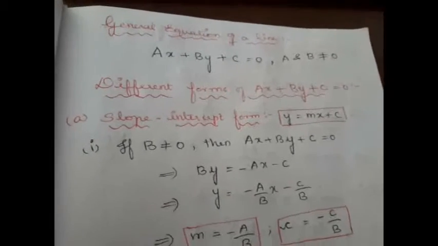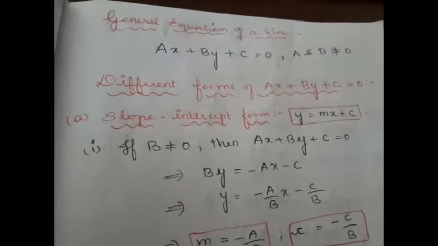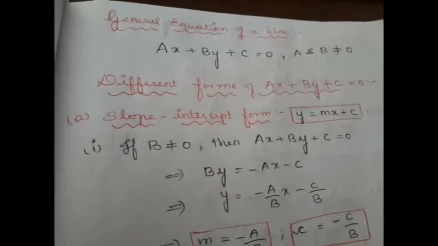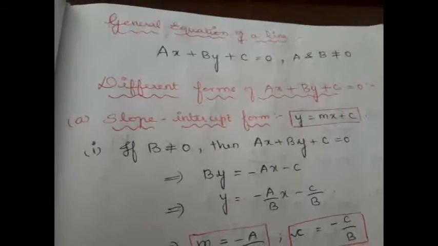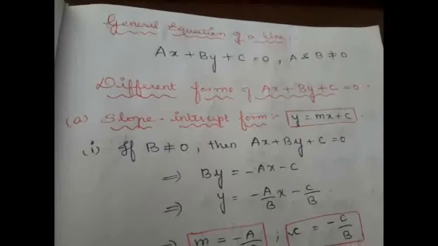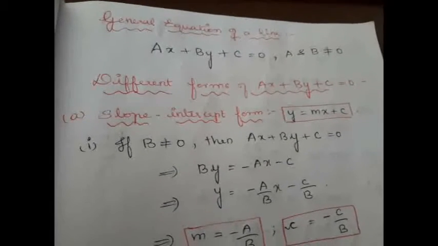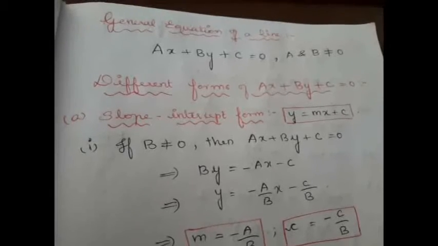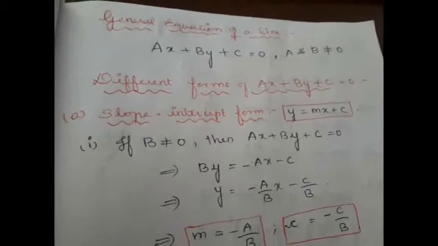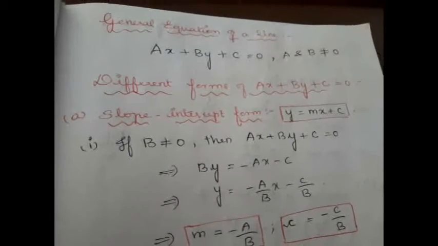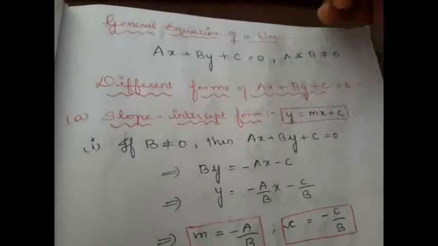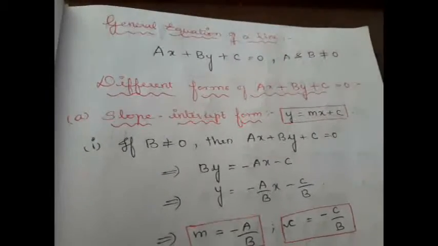Hello students, in today's class we are going to continue the chapter on straight lines, and we are learning about the various forms of the equation of a straight line. We have learnt what is called a slope, right? Based on the slope only we have seen various forms of the equation of a line. In today's class we are going to learn about the general equation of a line.